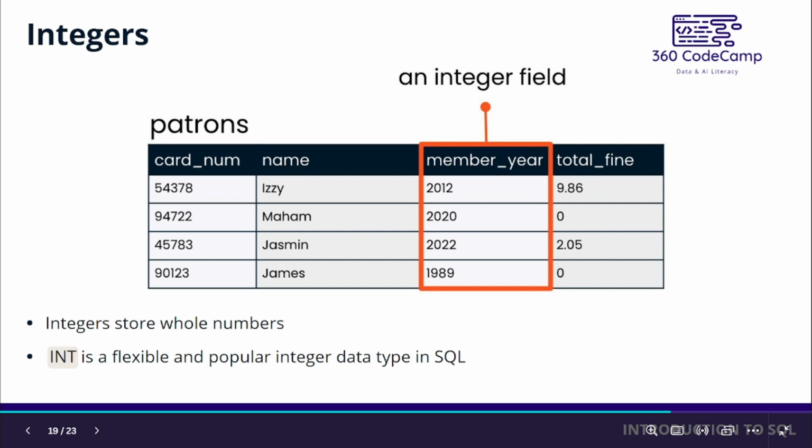Next up, integers. These are whole numbers like the year stored in our member year field. SQL gives us several options for storing integers depending on the range of numbers we are working with. One of the most common is int, which can handle numbers from -2 billion up to +2 billion.